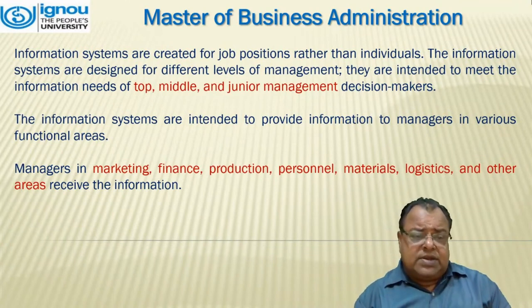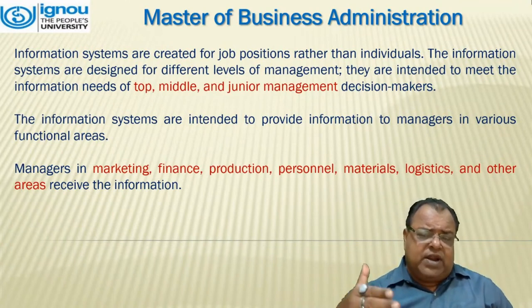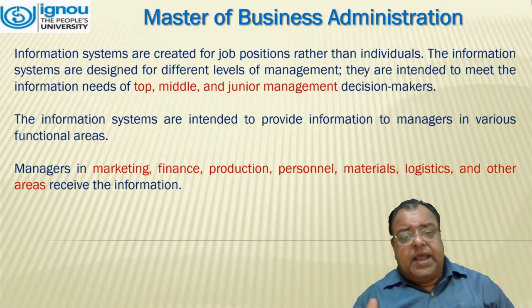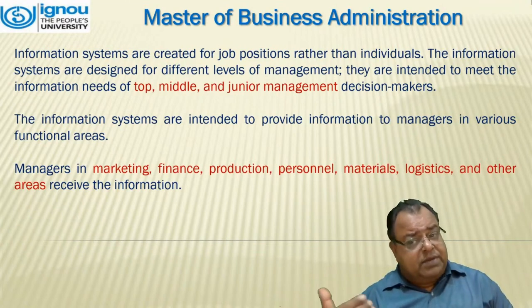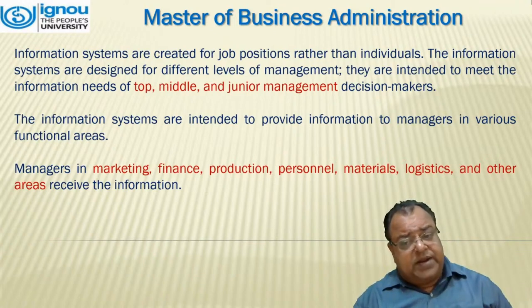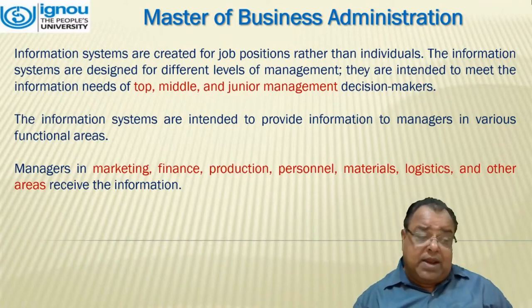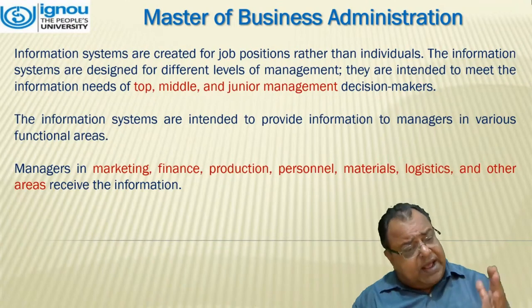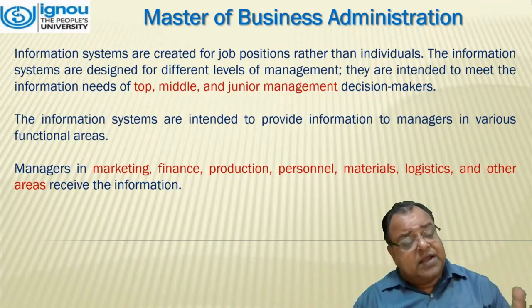The information systems are designed for various different levels of management. They are intended to meet the information needs of top, middle, and junior management decision makers. The information systems are intended to provide information to managers in various functional areas. Managers in marketing, finance, production, personnel, materials, logistics, and other areas receive the information.